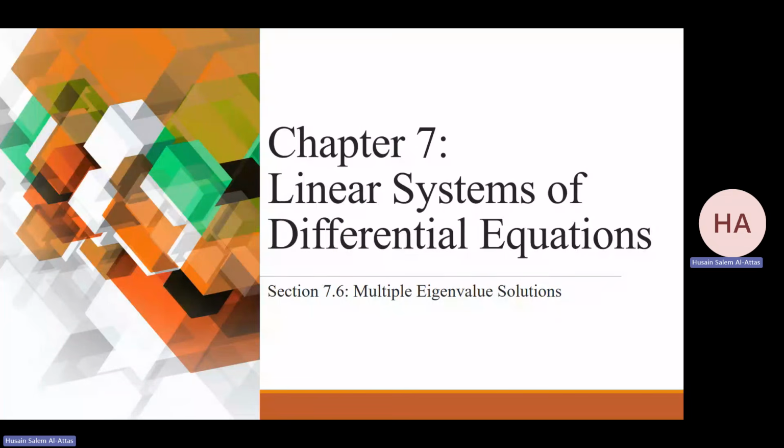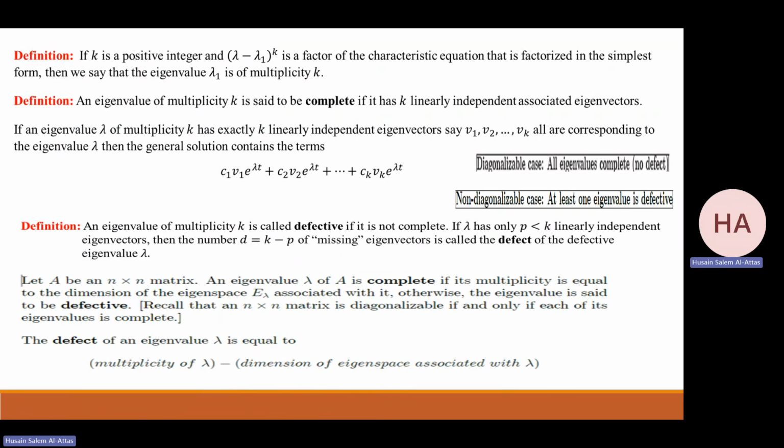Okay. Bismillah ar-Rahman ar-Rahim. We'll do now 7.6, multiple eigenvalue solutions. Now we have the eigenvalues are repeated.